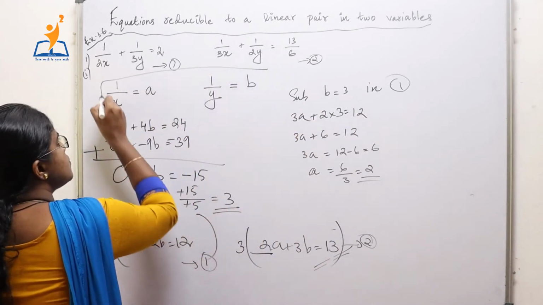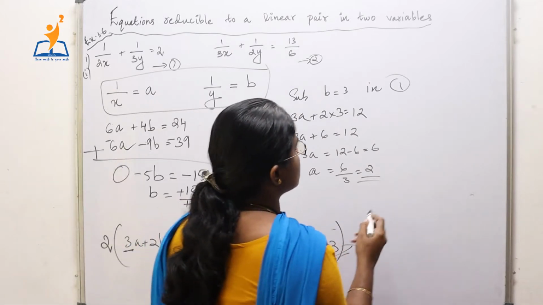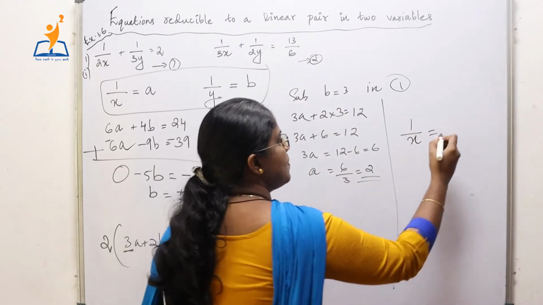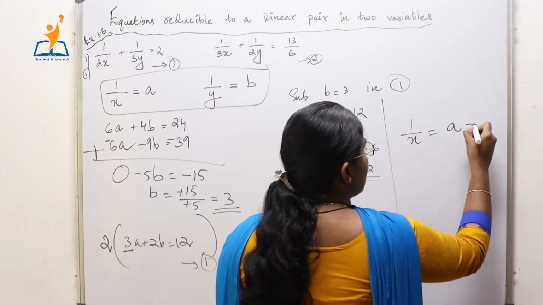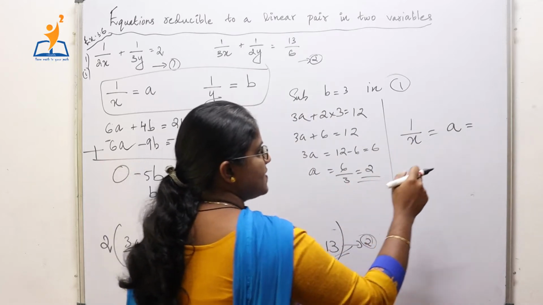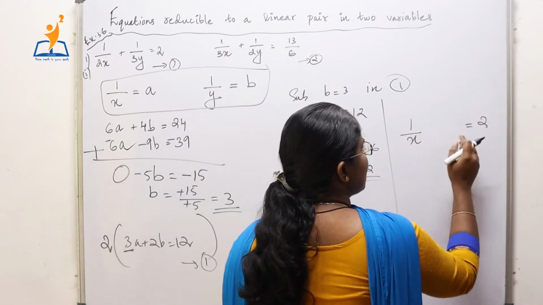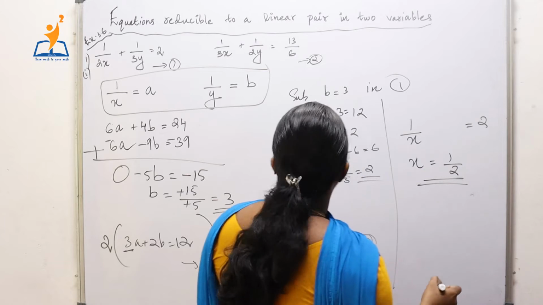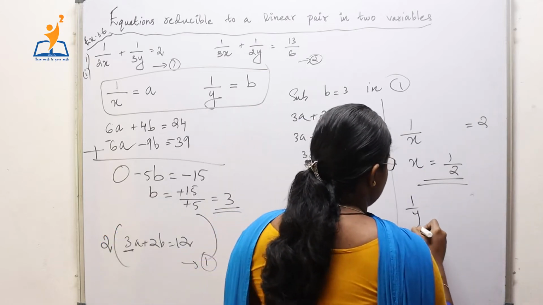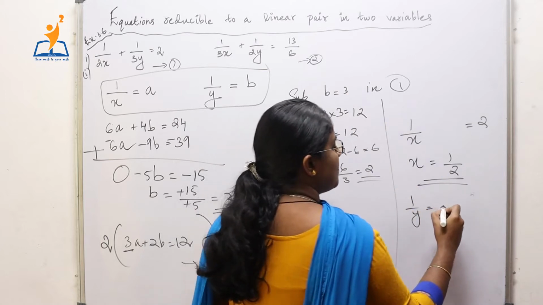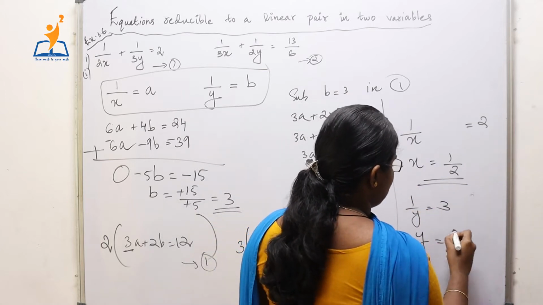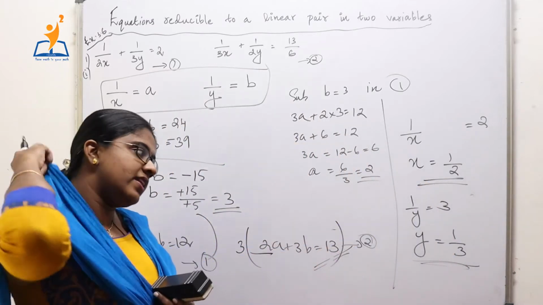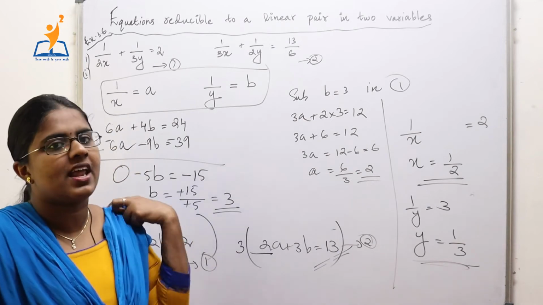So we can substitute those values in these substitutions. We will get like this: 1 by x is equal to a. From solving these equations we got a is equal to 2. So 1 by x is equal to 2. So x is simply 1 by 2. Now again 1 by y is equal to b. b is simply 3. So 1 by y is equal to 3, which means y is equal to 1 by 3. So we got x as 1 by 2 and y as 1 by 3. That's the end of this question.